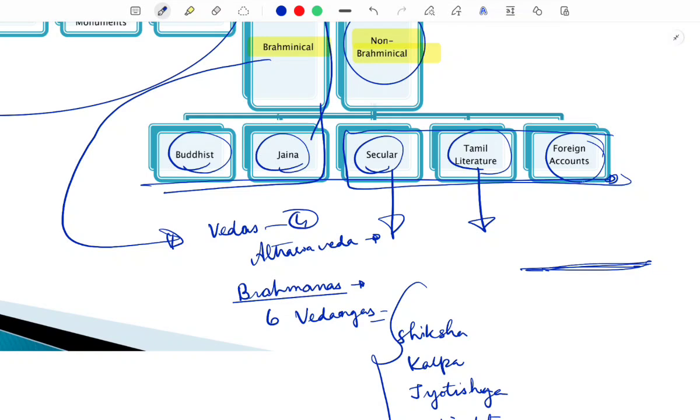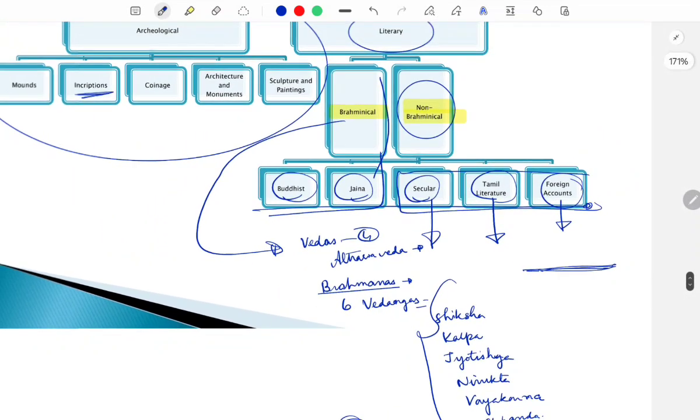The fifth category, non-Brahminical texts, includes the foreign accounts, and in the foreign accounts we will be dealing with the Greco-Roman accounts, the Chinese accounts, and the Arab accounts. So Arab merchants, Chinese travelers, these people actually came.